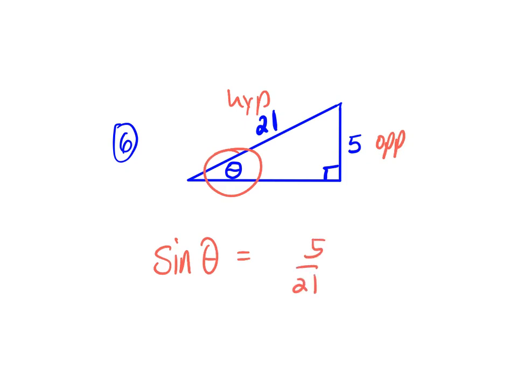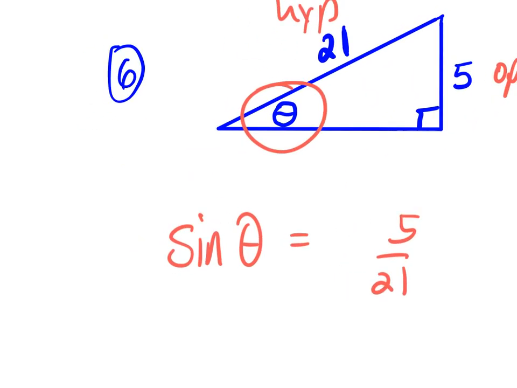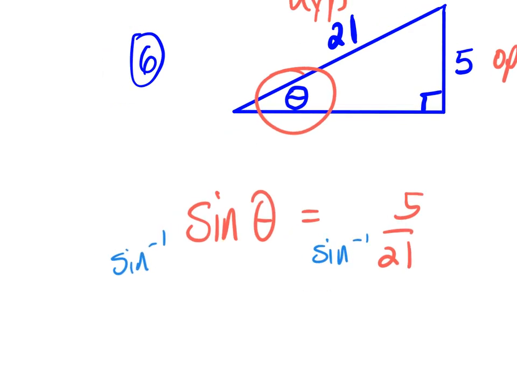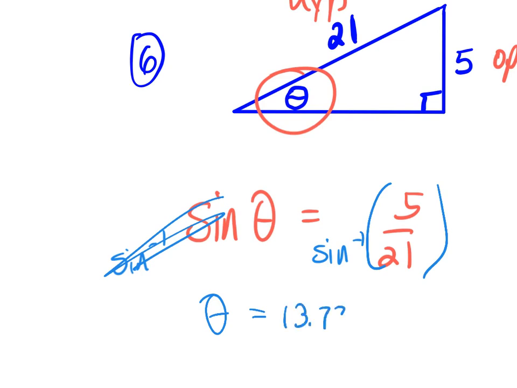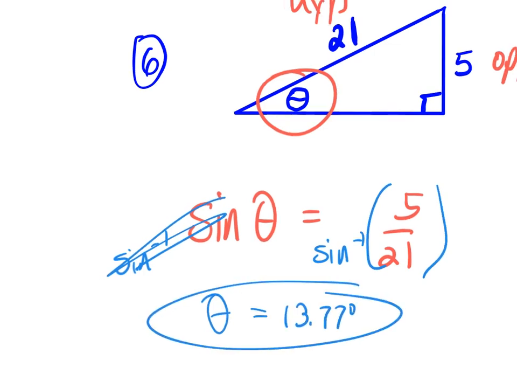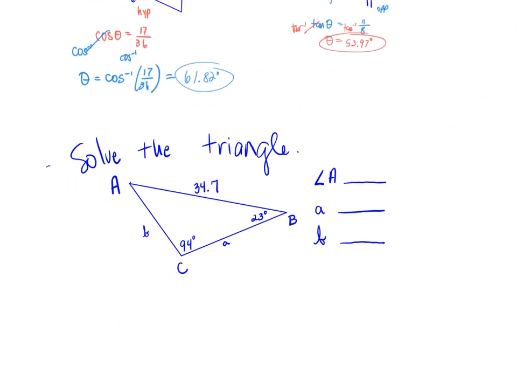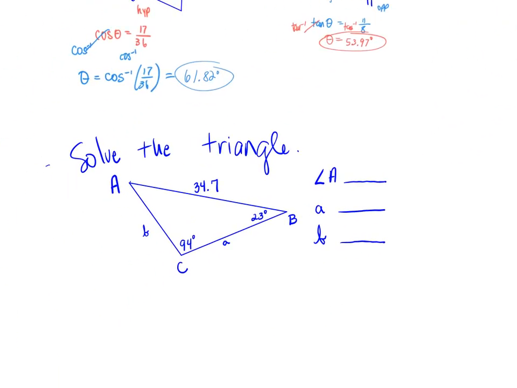We want to get theta. You want to get theta all by itself. So the opposite of sine would be arc sine. So sine -1. What you do to one side, guys, remember you do to the other. So second sine. And then in your calculator, you would put, so I have theta equals, when you hit second sine, then 5 divided by 21, you get about 13.77 degrees. Now we come down here and they're asking us to solve the triangle.